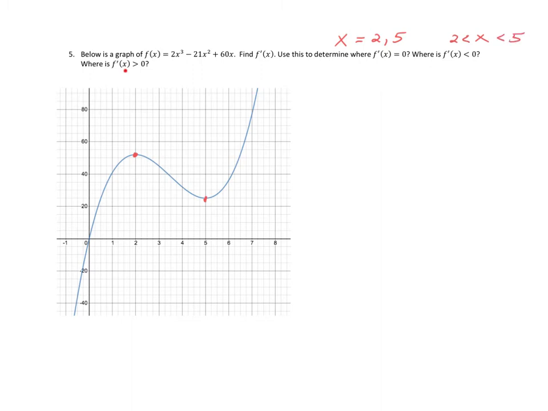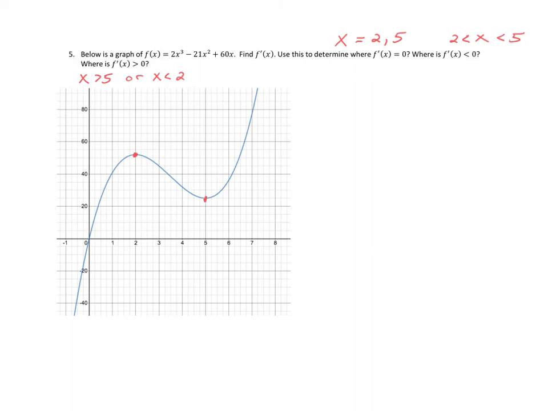Where is your derivative positive? That's going to be where the function is increasing. And it looks like we have two pieces for that. Anything that is greater than 5, so I'll put greater than 5, but also anything that is less than 2. So maybe I'll just put, or x is less than 2.